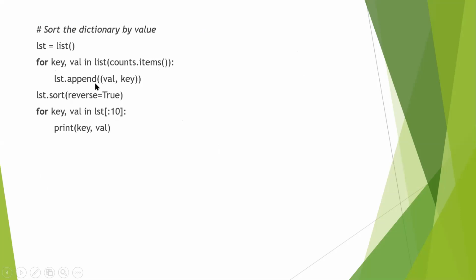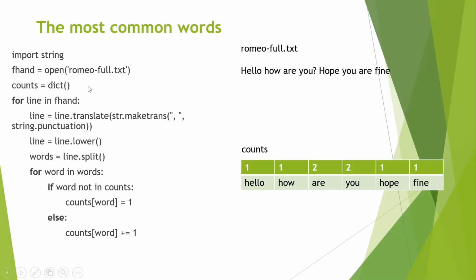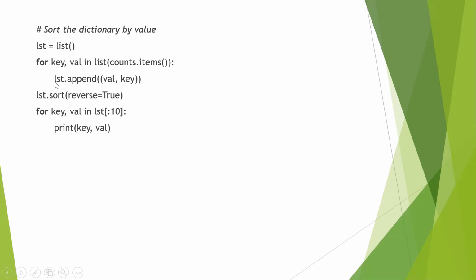So I can say lst.append. Now, while adding, make sure that you add the value first and then add the key, because you want to sort it based on this value. So whichever is most frequently occurring, whichever has the largest count should come first, and whichever has the least count should come next. So how do I do it? First, I have to create a list by saying lst.append the value first and then the key, and then you can sort it. Since you want the most commonly used word, you can say reverse=True. Now you have a list containing all the words along with the frequency with which it is occurring, and the most commonly used words will be at the beginning.